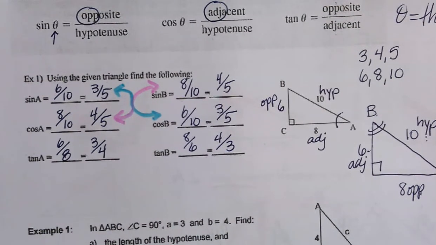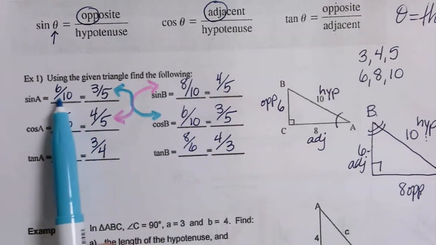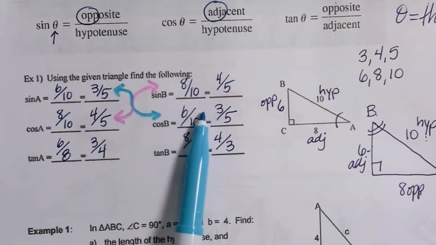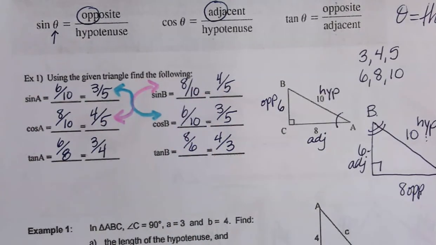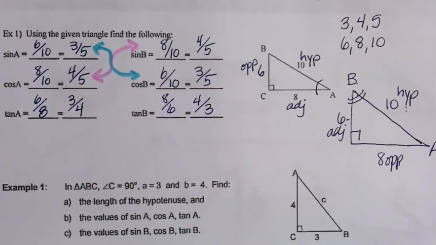Yeah, it flips over. It's the reciprocal. The tangent of one of them is the reciprocal of the tangent of the other one. But this is a relationship that you get asked about a lot: the sine of one of your acute angles is the cosine of the other one, and vice versa. All right, questions about that? We're going to look at that in a slightly different way in a second too.